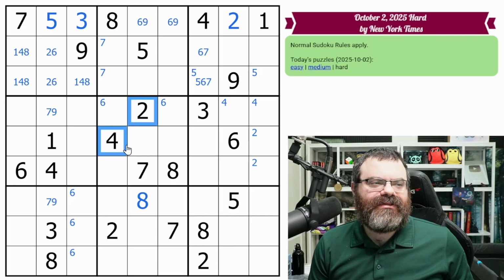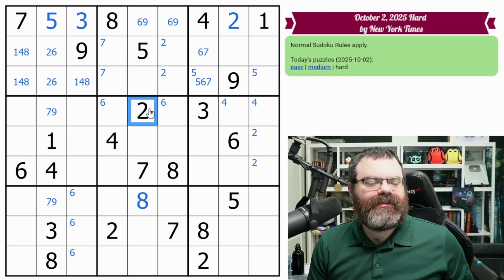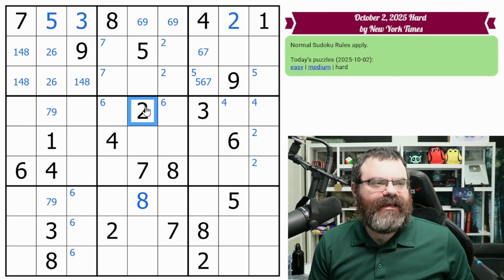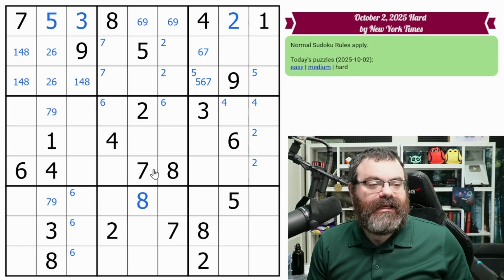Okay, what about this box? 2, 4, 7, 8. We have the 2 2s looking up. Is a 2 in one of these two? We got the 7, we got the 8s. Okay, I'm not seeing anything there.